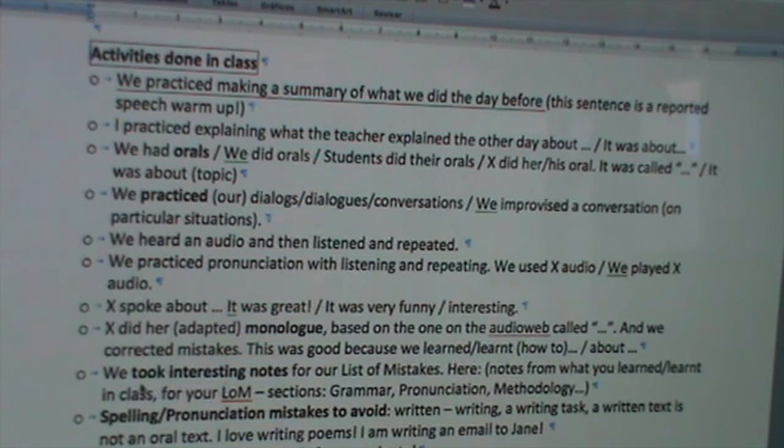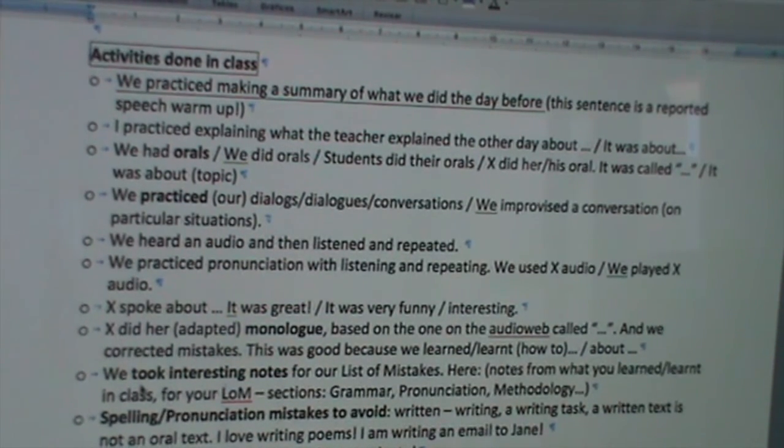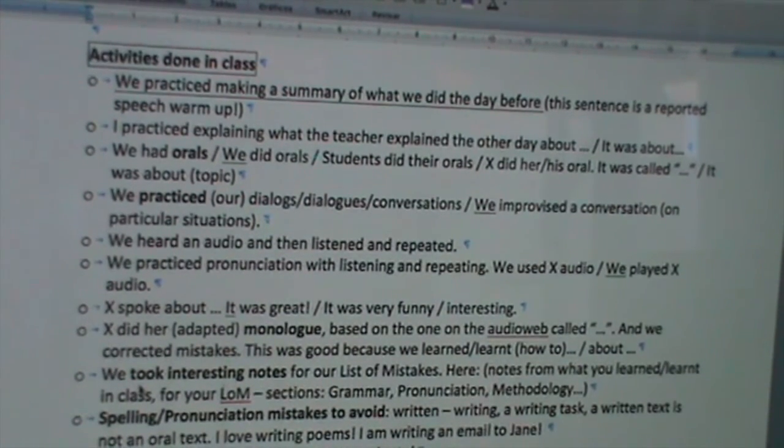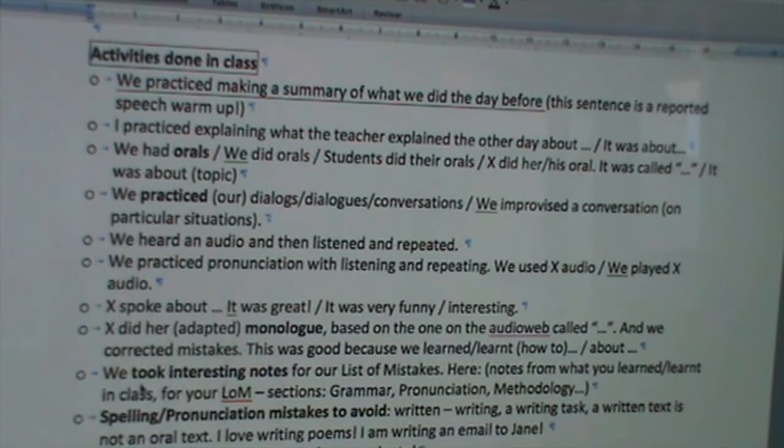audio on the audio web that is helping you learn the structures and how to structure your text, okay? You have to use the audios on the audio web because they are going to help you with the selection of the structures and also to learn how to organize the text, how to organize the information in the text, okay?